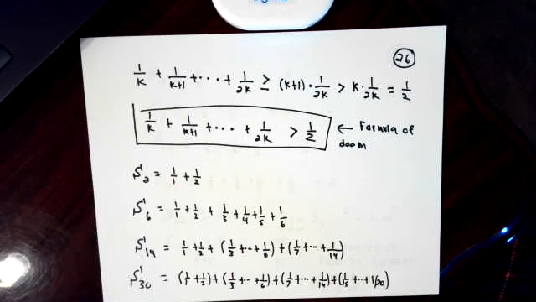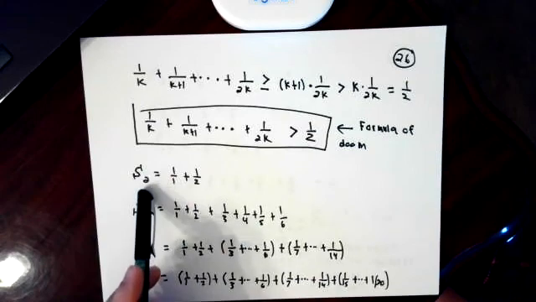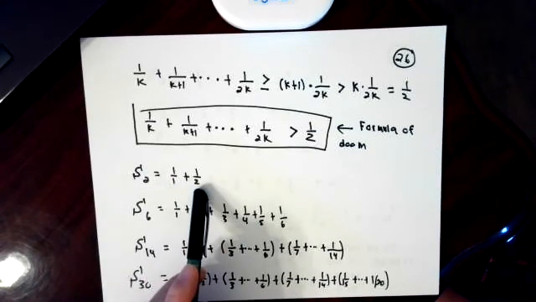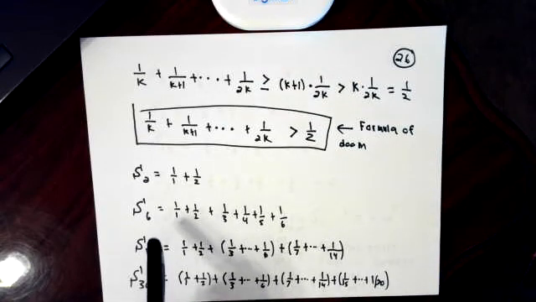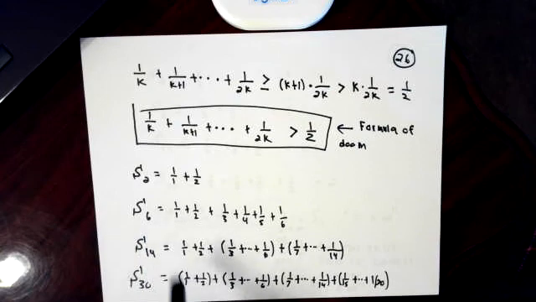S2 is silly to look at, but I'll write it down anyhow. S2 is 1 over 1 plus 1 over 2. What we've just figured out is that's at least a half, which is silly because it's actually equal to 3 halves, which is obviously bigger than a half. But much less obviously, look at S number 6.